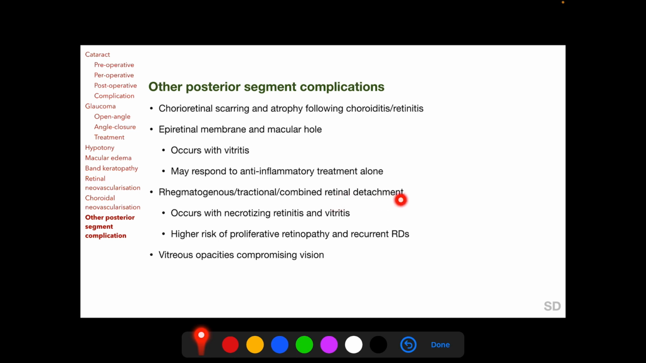Retinal detachment can occur in uveitis and can be rhegmatogenous, tractional or combined, and this occurs with necrotizing retinitis and vitritis, and in this situation there is a higher risk of proliferative retinopathy followed by recurrent retinal detachments. Vitreous opacities by themselves can compromise vision.